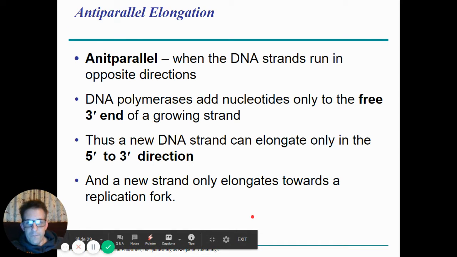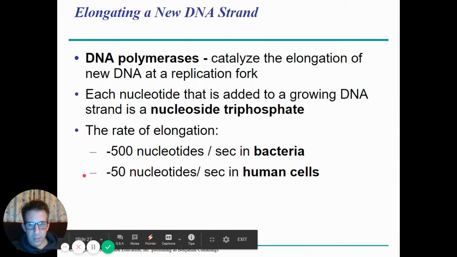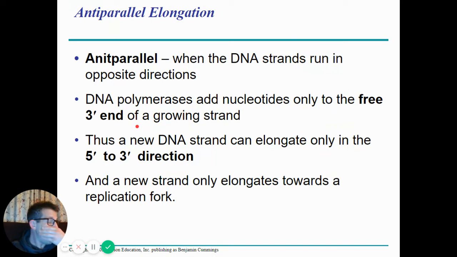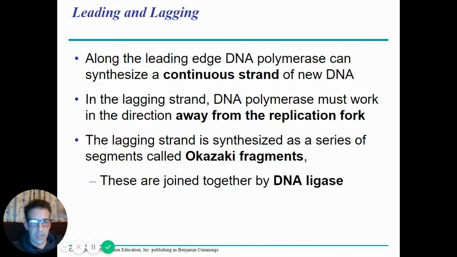All right, now one thing we have to keep in mind here is that a new strand can only elongate towards the replication fork. Okay, if we go back a couple of pictures, you notice that these pink arrows, which indicate the direction of replication, are only happening towards the replication fork in either direction, and that's going to be something that causes a little bit of problems when we get into discussing how the entire DNA strand, both sides of it, are taken into account.